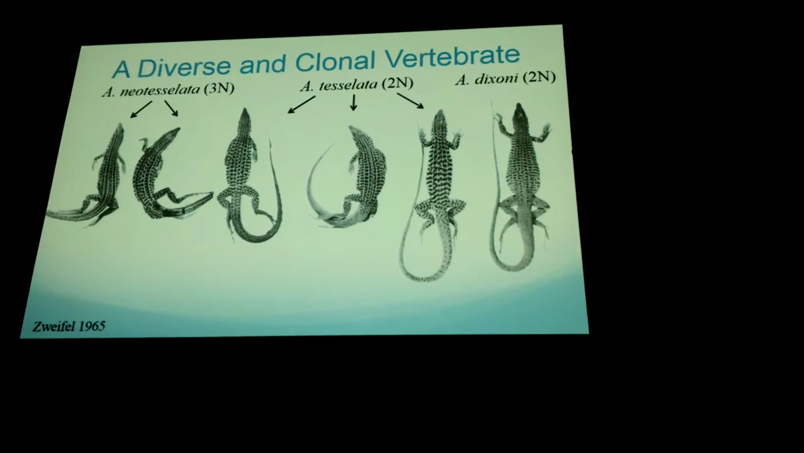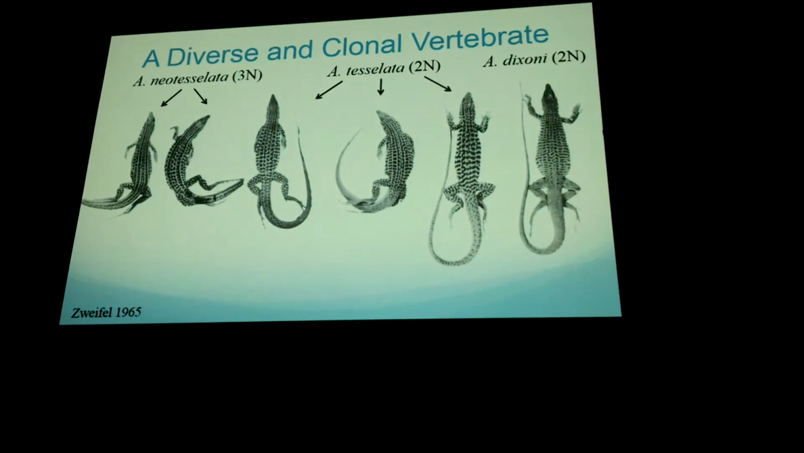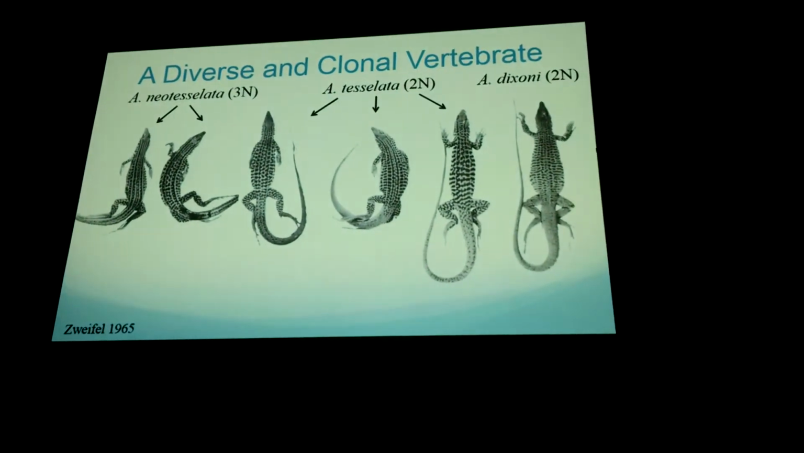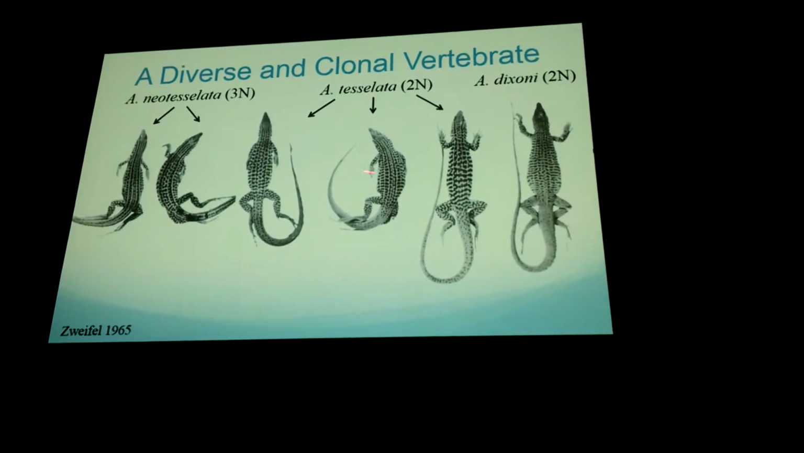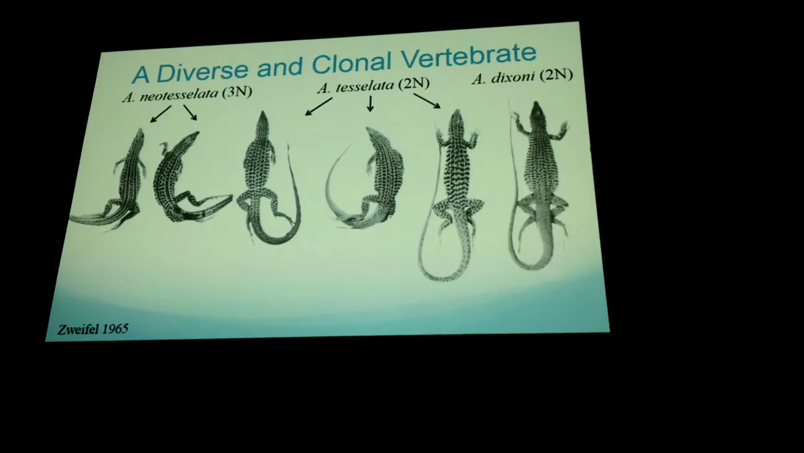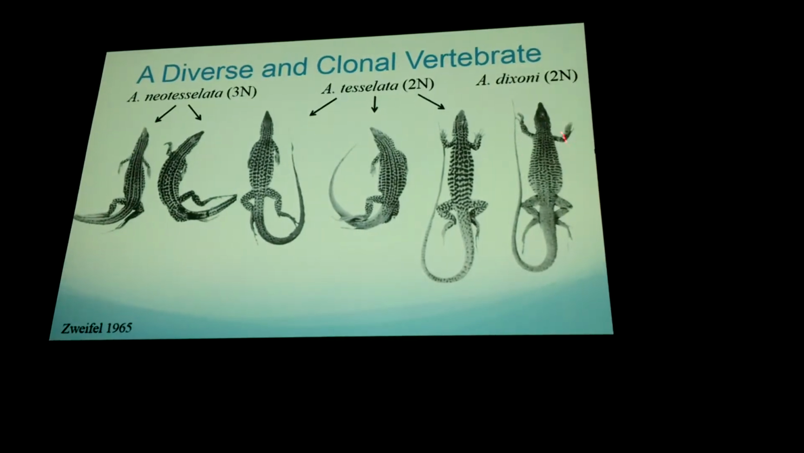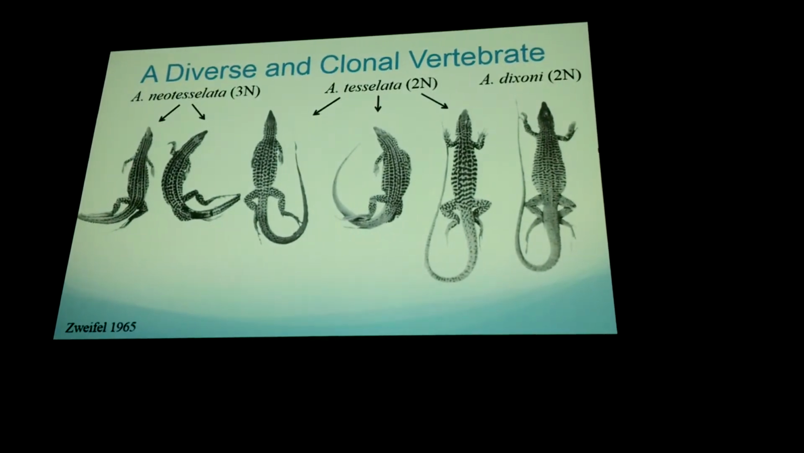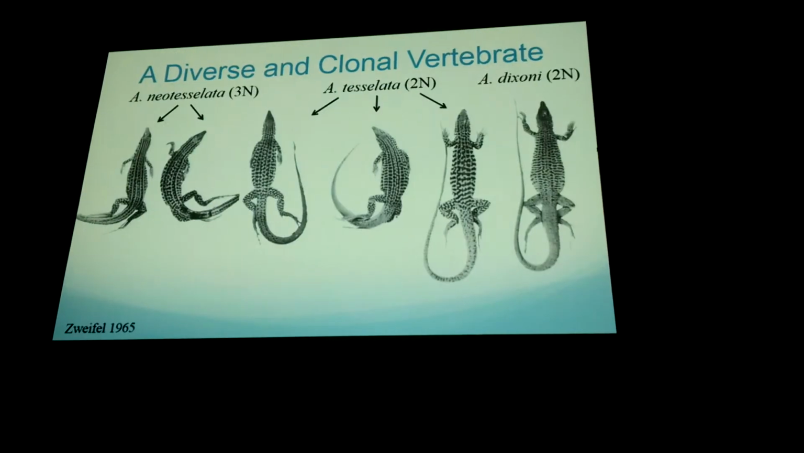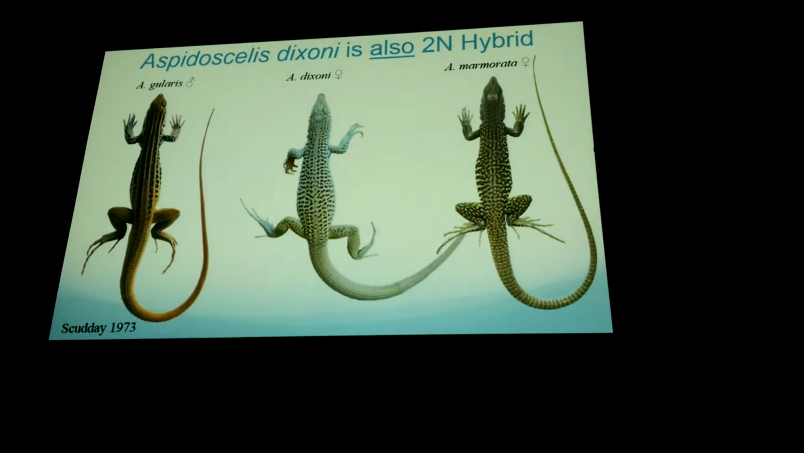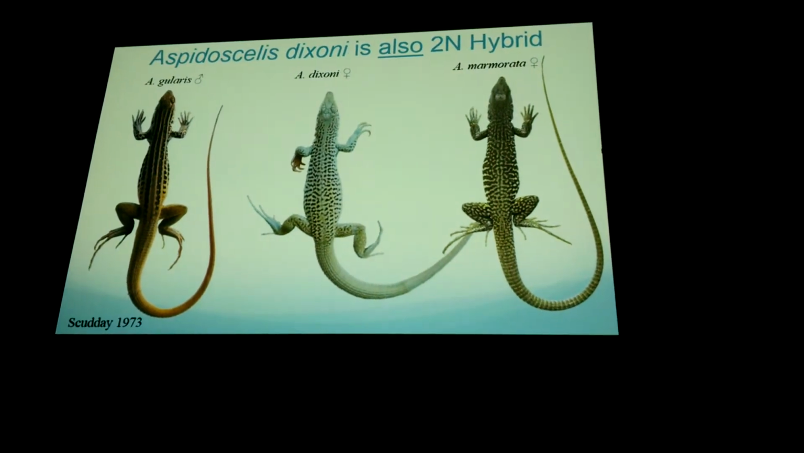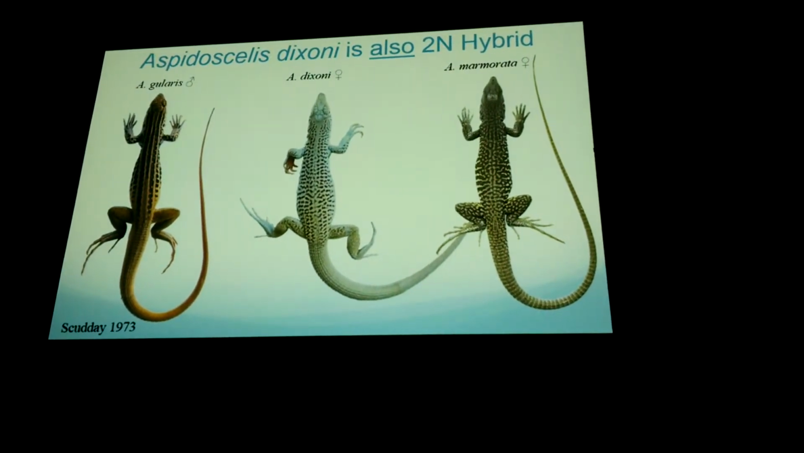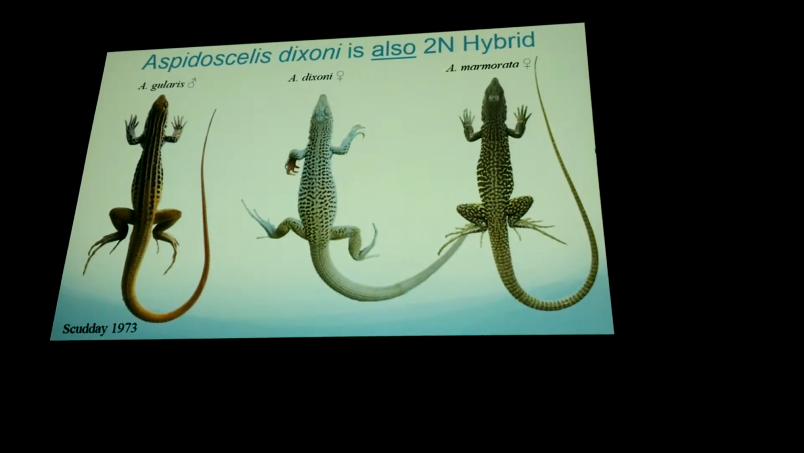So, to recap, I've talked a lot about these three pattern classes, which we now call Aspidoscelis tesselata, but I haven't really commented on this one over here, dixoni. So I'd like to spend a moment on that. Dixoni is also a diploid hybrid, and the same species are thought to be the parent species for this also hybrid, also parthenogenetic lineage.